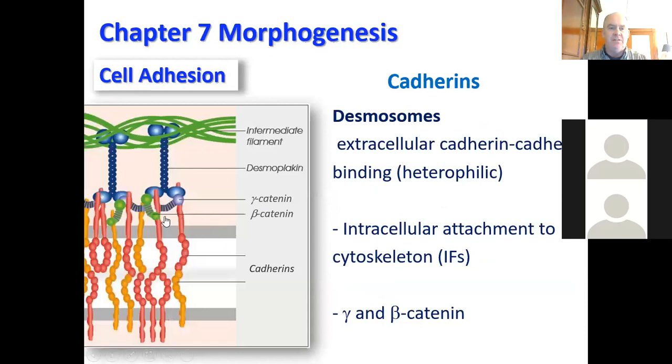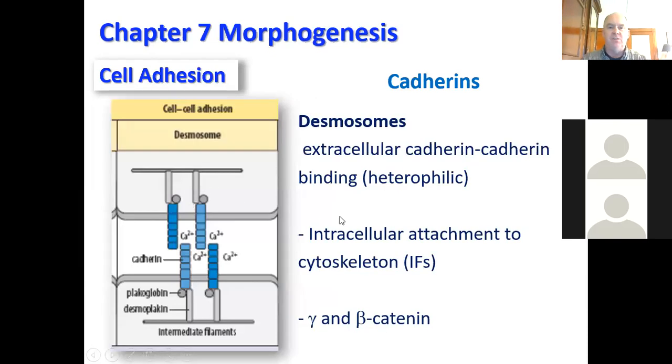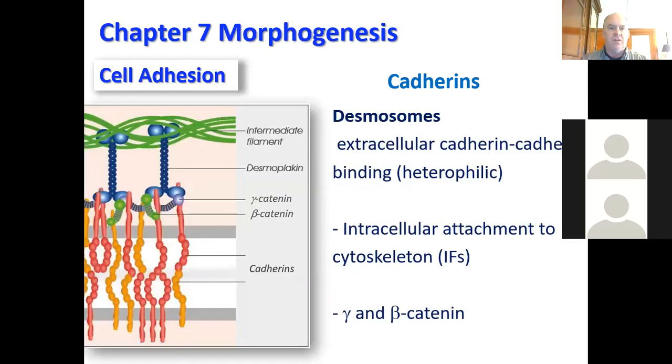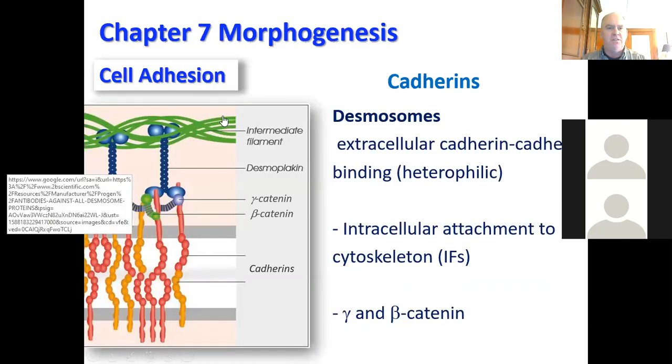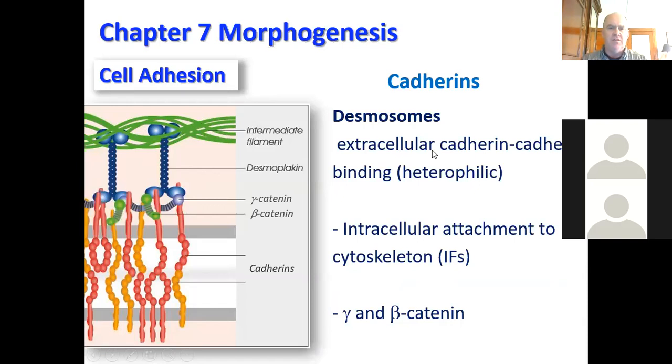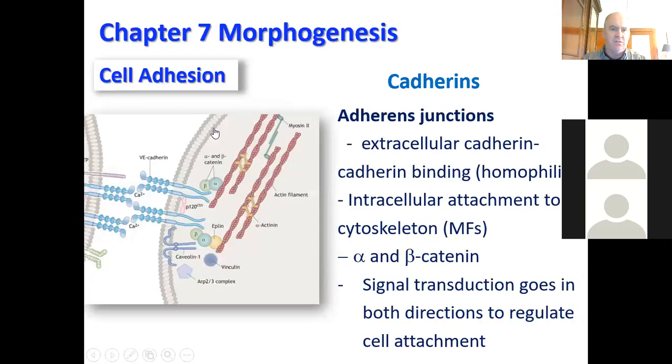Desmosomes are then when you've got different cadherins attaching to each other. That's heterophilic. And this is doing the same thing. It's attaching to the cytoskeleton and keeping things together, and also giving signal transduction. Here's just another figure of that. Oh, another difference here. I think these desmosomes are attached to intermediary filaments instead of the cadherins being attached to microfilaments. I guess that's not that important, but it's a difference.